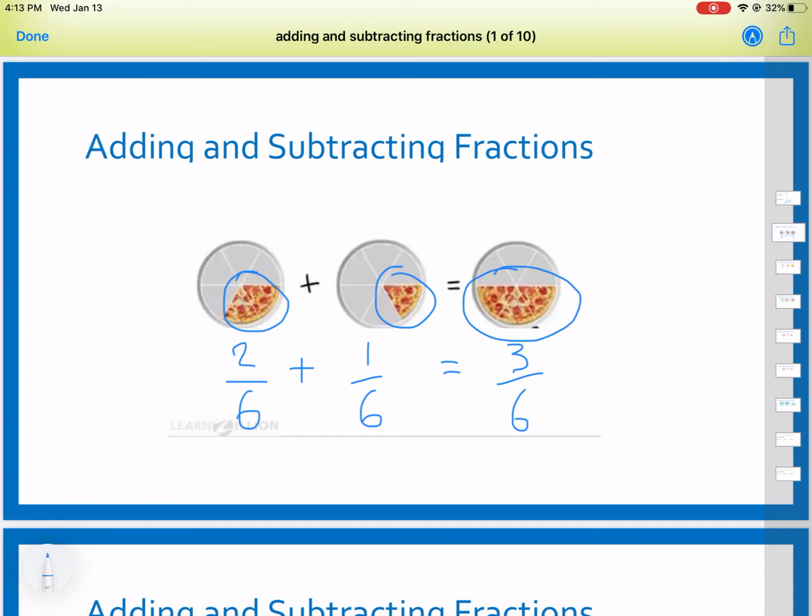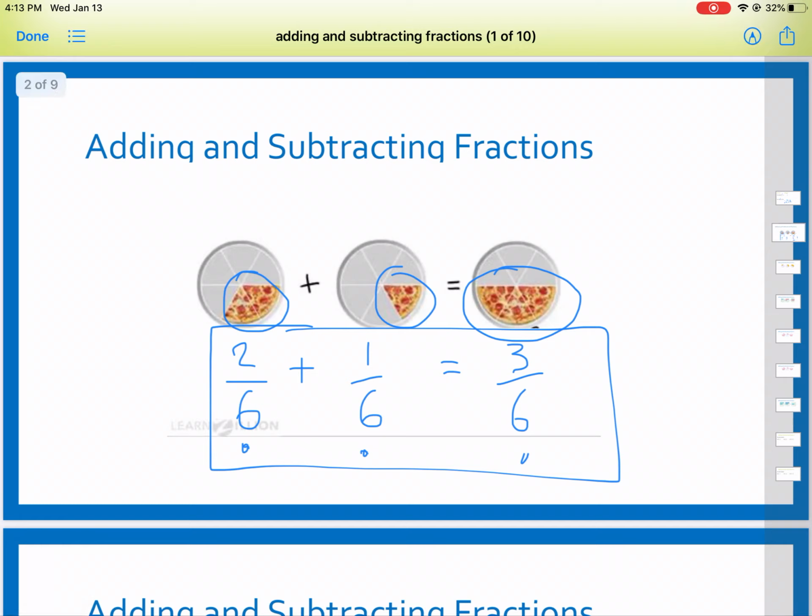3/6. Okay, now this expression, even though we have used the pizza boards to create it, is correct. 2/6 plus 1/6 will give you 3/6. 2 of something plus 1 of that same something gives you 3 of whatever it is you're measuring. In this case, it's 1/6.